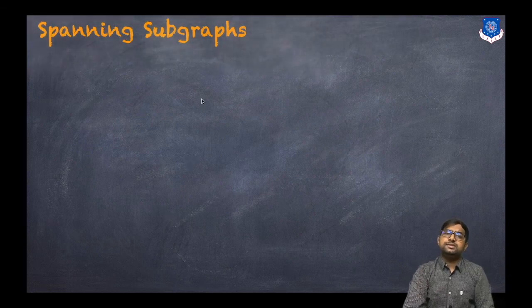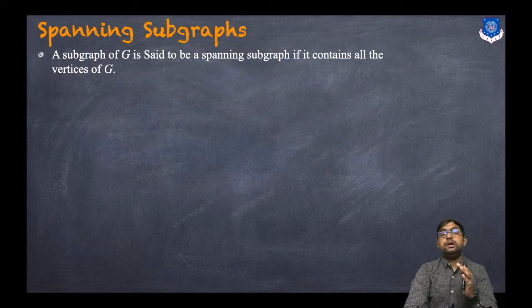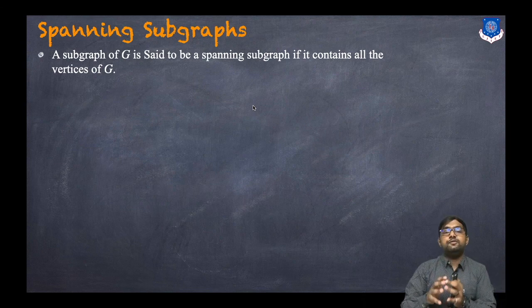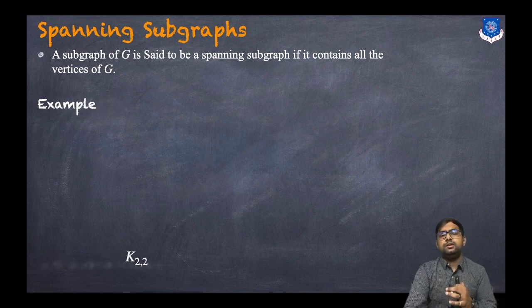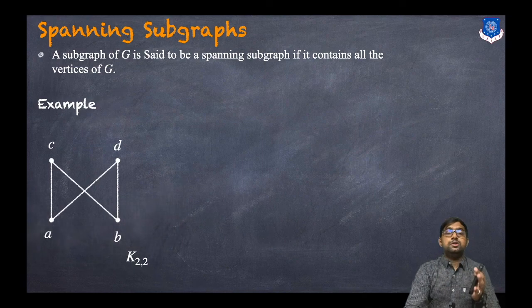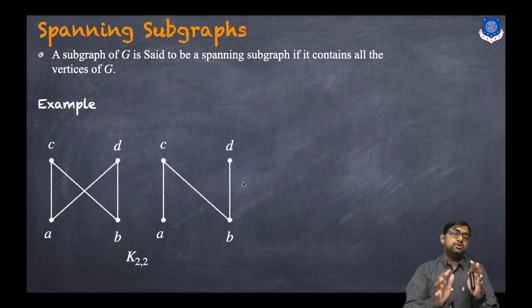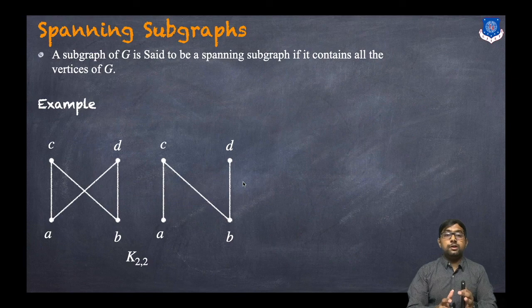Now let us discuss what is a spanning subgraph. First of all, it has to be a subgraph. A subgraph of G is said to be a spanning subgraph if it contains all the vertices of G. In the previous example, one vertex was left, but still it was a subgraph. But in a spanning subgraph, all the vertices have to be there. Let us discuss an example. The same example, this K22. The spanning subgraph will be like this: A, C, B, and D. As you can see, all the vertices are covered and it is a subgraph. So this is a spanning subgraph.